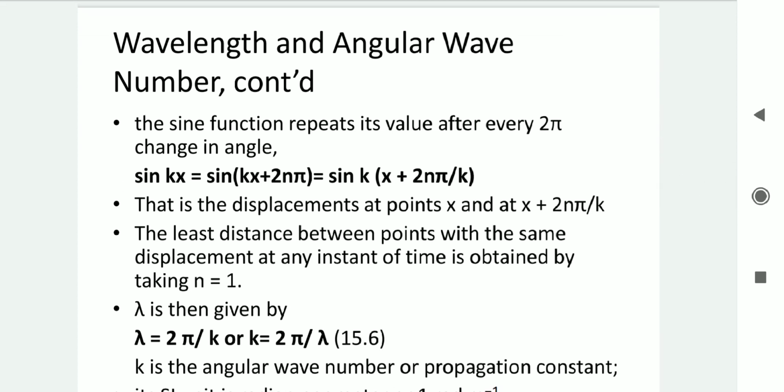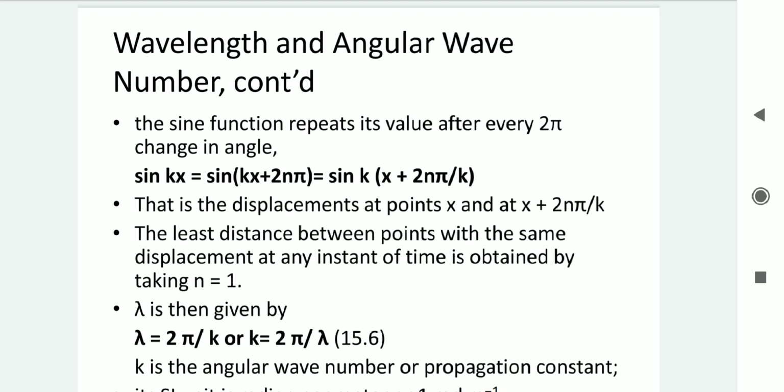So that sin kx can be rewritten in the form of sin(kx + 2nπ). Let us take k common, so sin k(x + 2πn/k). So this is the displacement at points x and x + 2nπ/k. That is the least distance between the points with the same displacement at any instant of time.